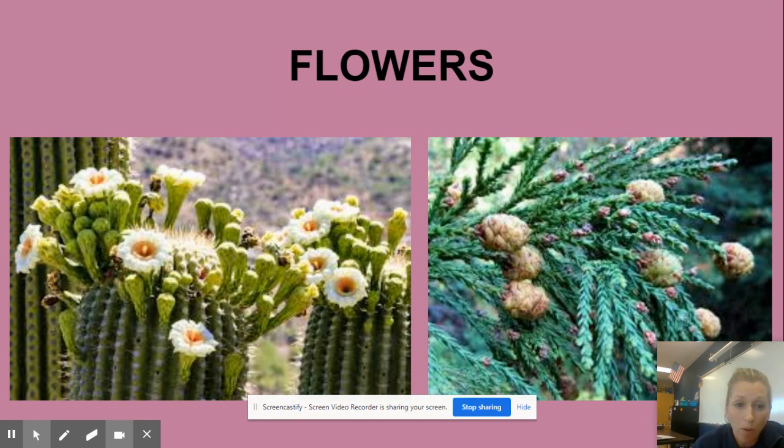They both have flowers, okay, because they both need to create seeds and reproduce. The redwood trees actually make pine cones. So that's how they distribute their seeds. So here they both have flowers.